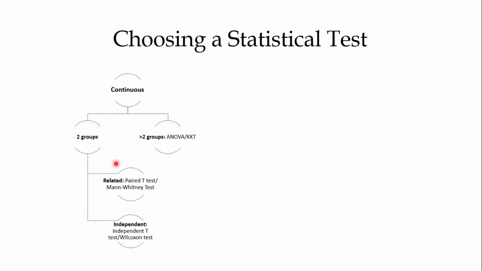We ask ourselves, these two groups, are they related or are they independent? What is the difference? In this example that we are using, we have one group that is receiving a drug, the new drug, and we have another group that is receiving placebo. These are two completely different groups of patients. Therefore, they will fall under the independent types of tests.